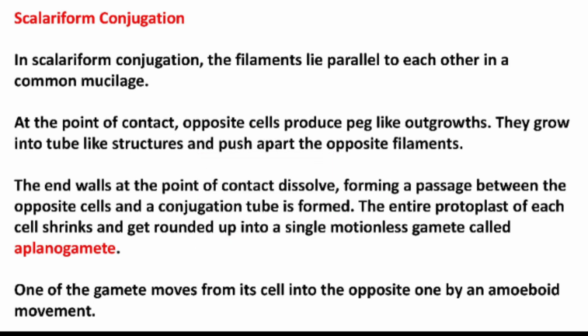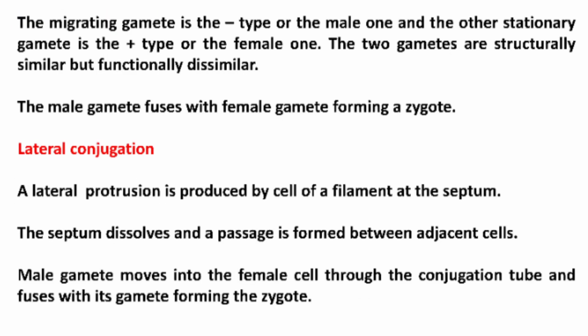is formed. The entire protoplast of each cell shrinks and rounds up into a single motionless gamete called an aplanogamete. One of the gametes moves from its cell into the opposite one by amoeboid movement. The migrating gamete is the minus type or the male one, and the other stationary gamete is the plus type or the female one. The two gametes are structurally similar but functionally dissimilar. The male gamete fuses with the female gamete forming a zygote.